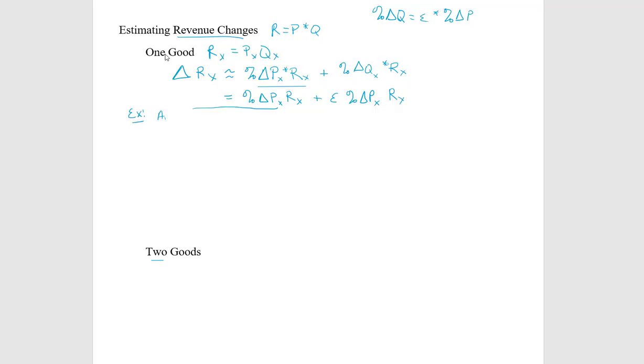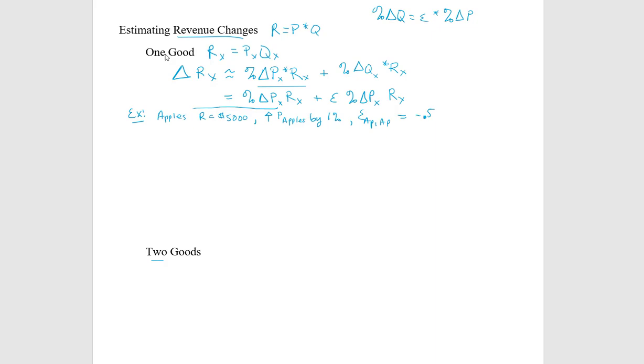Suppose that our one good is apples and that our revenue for apples is $5,000. We have an increase in the price of apples of 1%, and the elasticity of apples with respect to apples, or our own price elasticity, is minus 0.5.